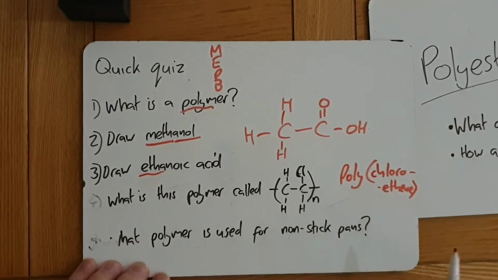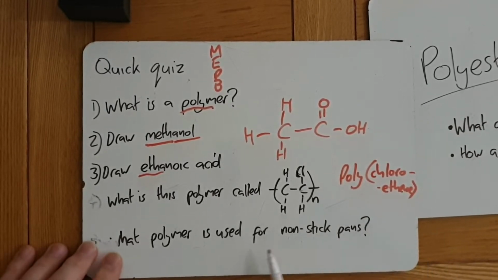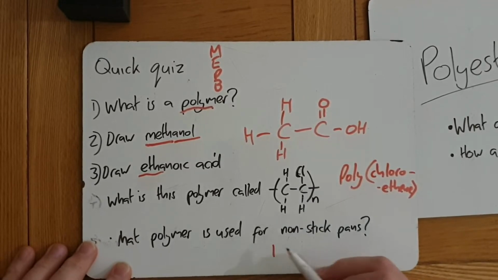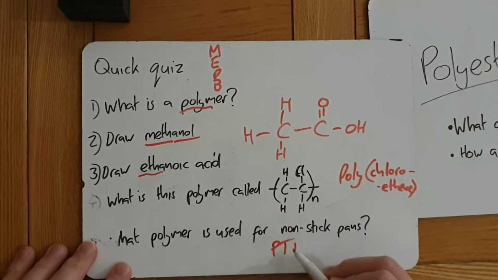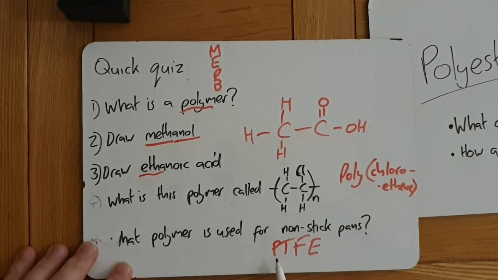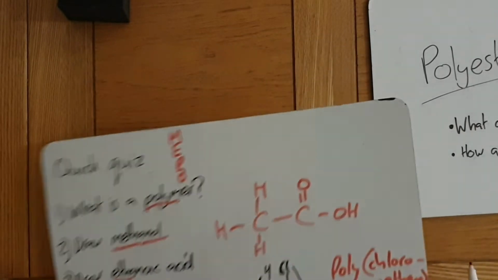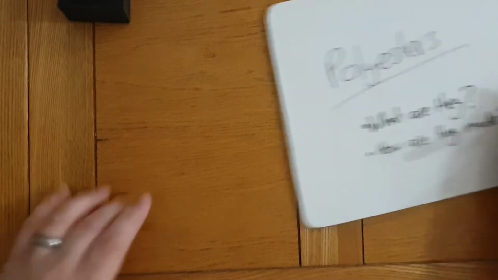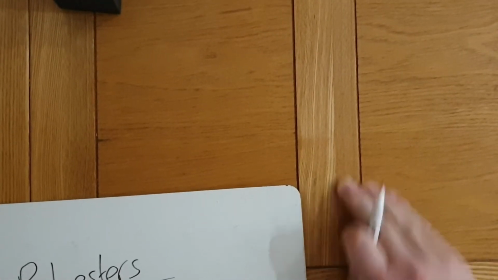So that would be on one line, polychloroethene. And then what polymer is used for non-stick pans? So that is PTFE, polytetrafluoroethene. It's in the previous video on polymers. Right, so going on to today's, rub that out before my wife sees.